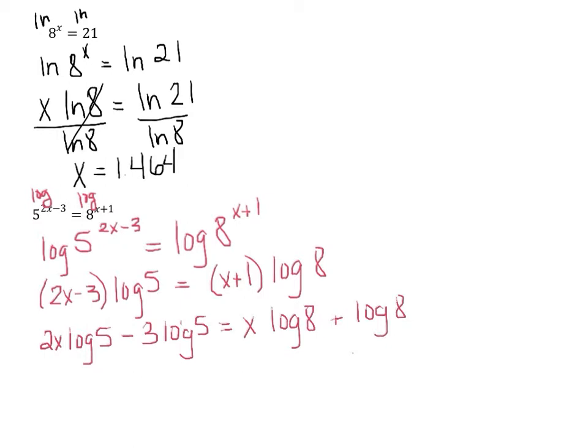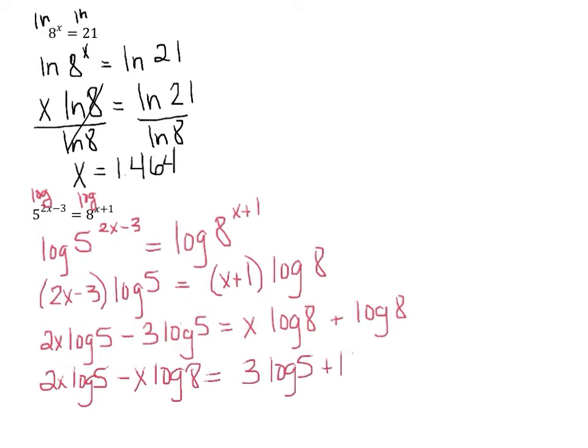What I want to do now is collect all these terms that have an x in them. So I want this term and this term on one side of the equal sign, and then I want these two on the other. Okay, so what I will do is subtract this from both sides, and then I'll add this one to both sides. That gives me 2x log 5 minus x log 8, and that's equal to 3 log 5 plus log 8.